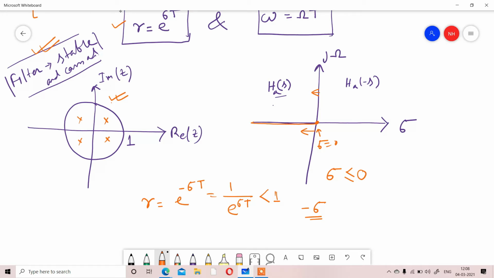Okay, so replace any value of sigma in that equation, you will get a value of r which is less than 1. So that is the value of r, that is the real axis. Whatever the value of r will be, it will be within that range. Clear? Up to that clear? Yes, sir.